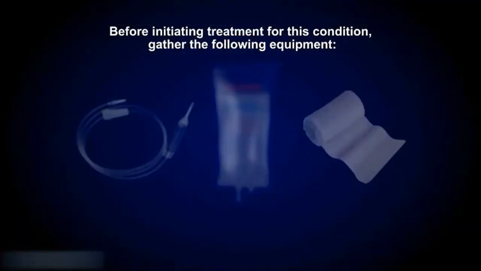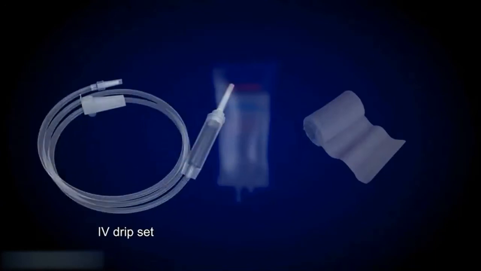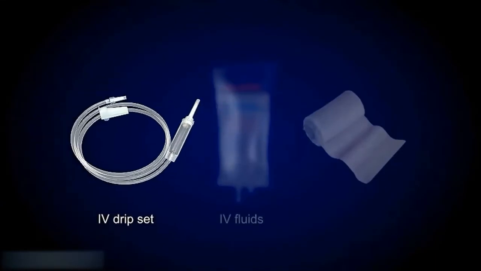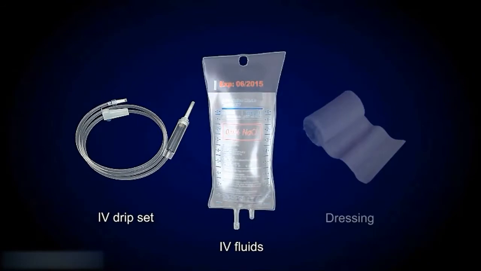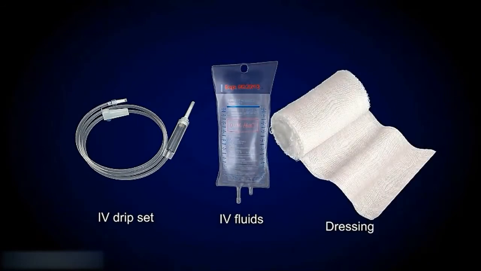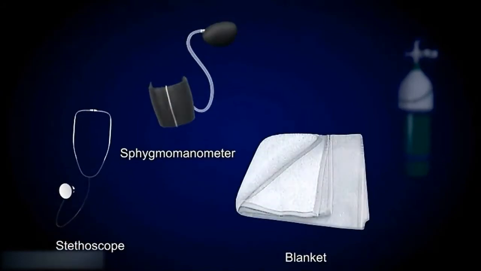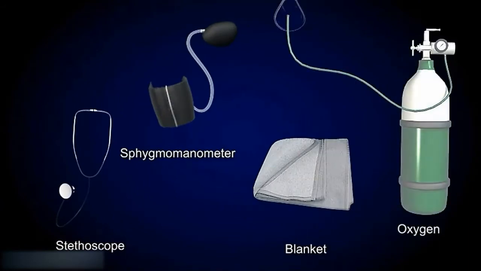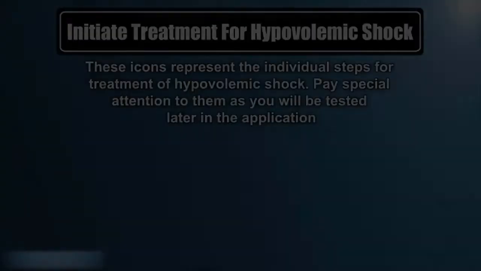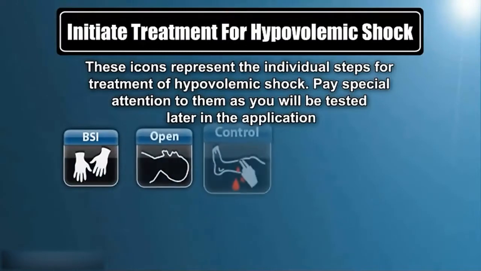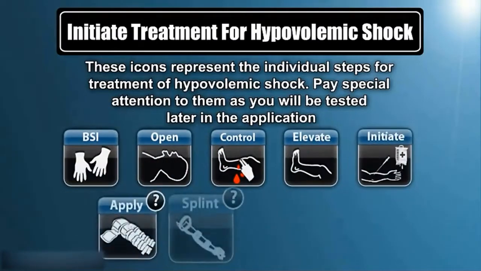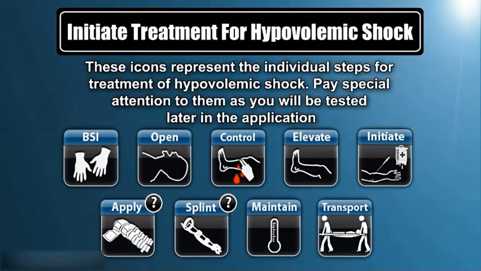Before initiating treatment for this condition, gather the following equipment: an intravenous infusion set, IV fluids, dressings, and other equipment used for hemorrhage control, a stethoscope, a sphygmomanometer, a blanket, and oxygen. These icons represent the individual steps for treatment of hypovolemic shock. Pay special attention to them.